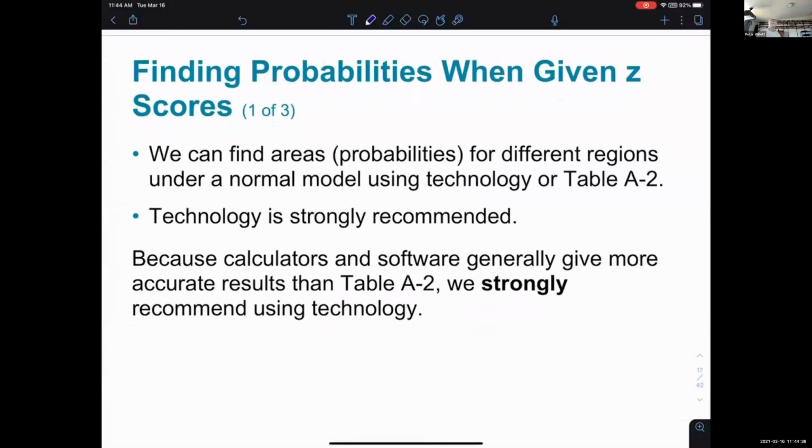So now they say we can find areas or probabilities for different regions under a normal model using technology or table A2. I will illustrate how to do this in StatCrunch, so we can use the technology approach after we go through some slides. But notice right away, they're telling us you're going to either look this up or use technology as opposed to using a formula. And they're saying specifically technology is strongly recommended. So I concur. Because calculators and software generally give more accurate results than a table, we strongly recommend using technology.